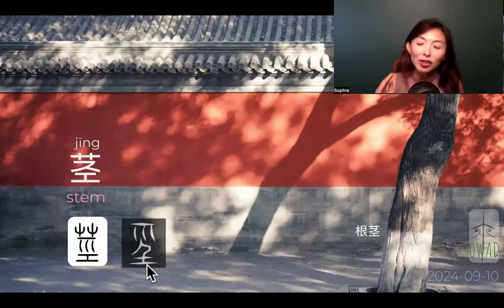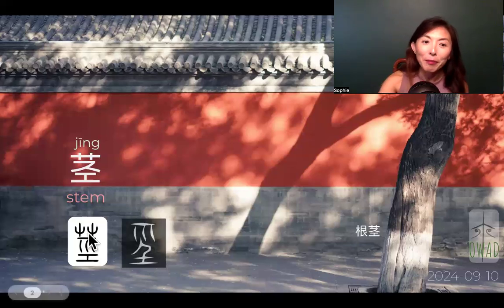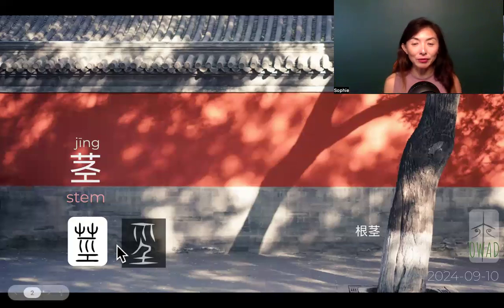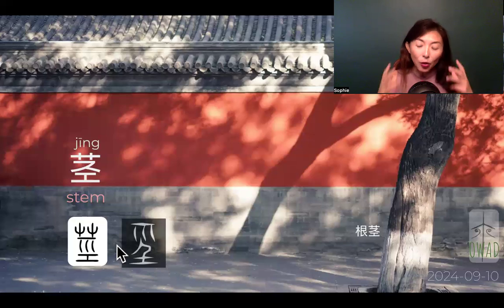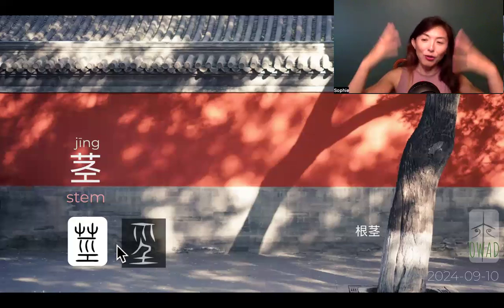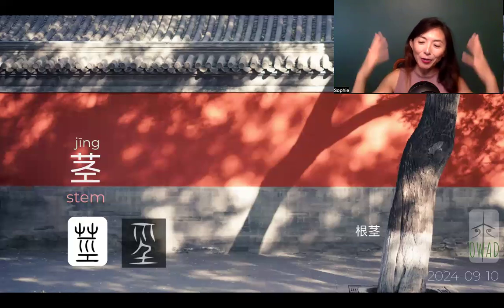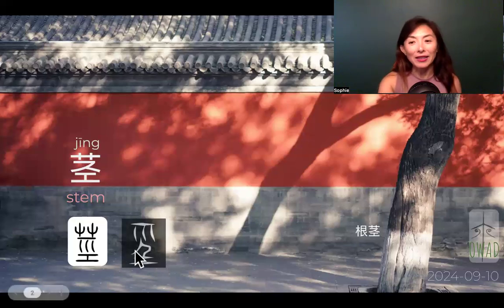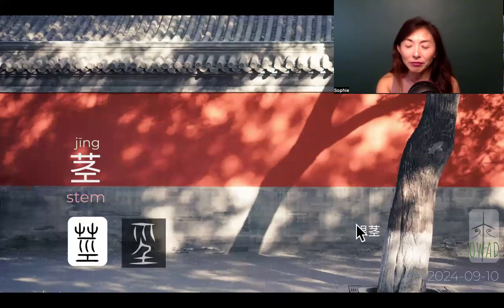And water tracks underground, or the water flowway, paired with the plant symbol, exactly defines the function of stem. That is the water flowway for the plant. It's through its stem. That's how the water goes. So that's Chinese jing.